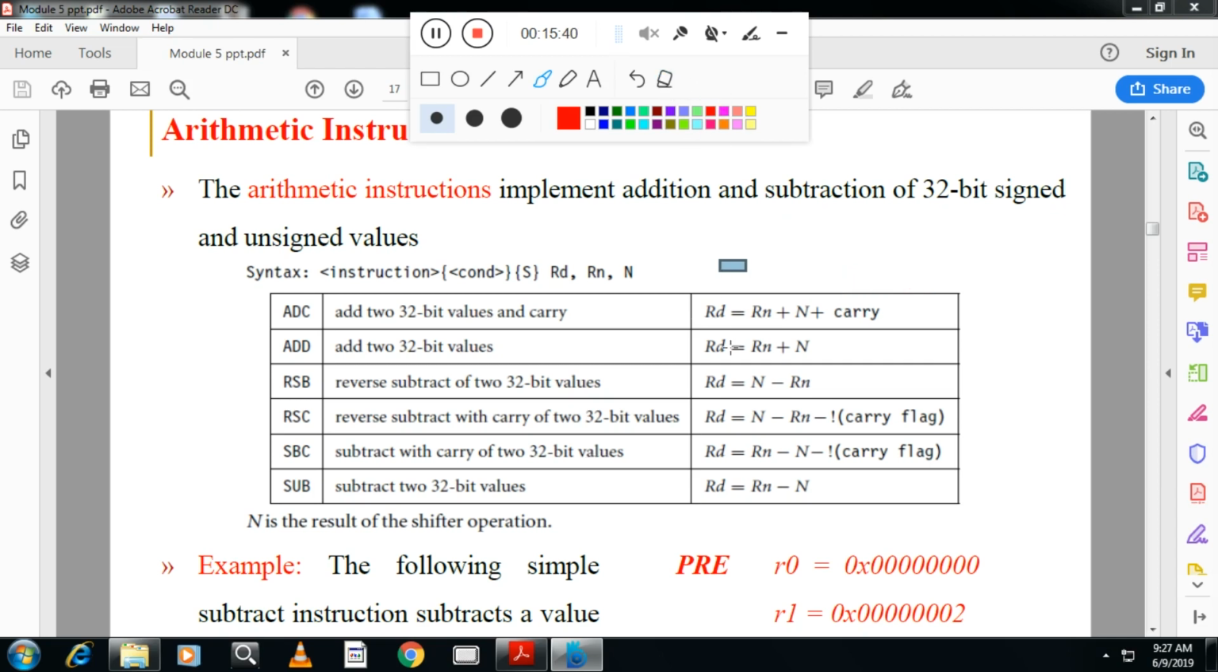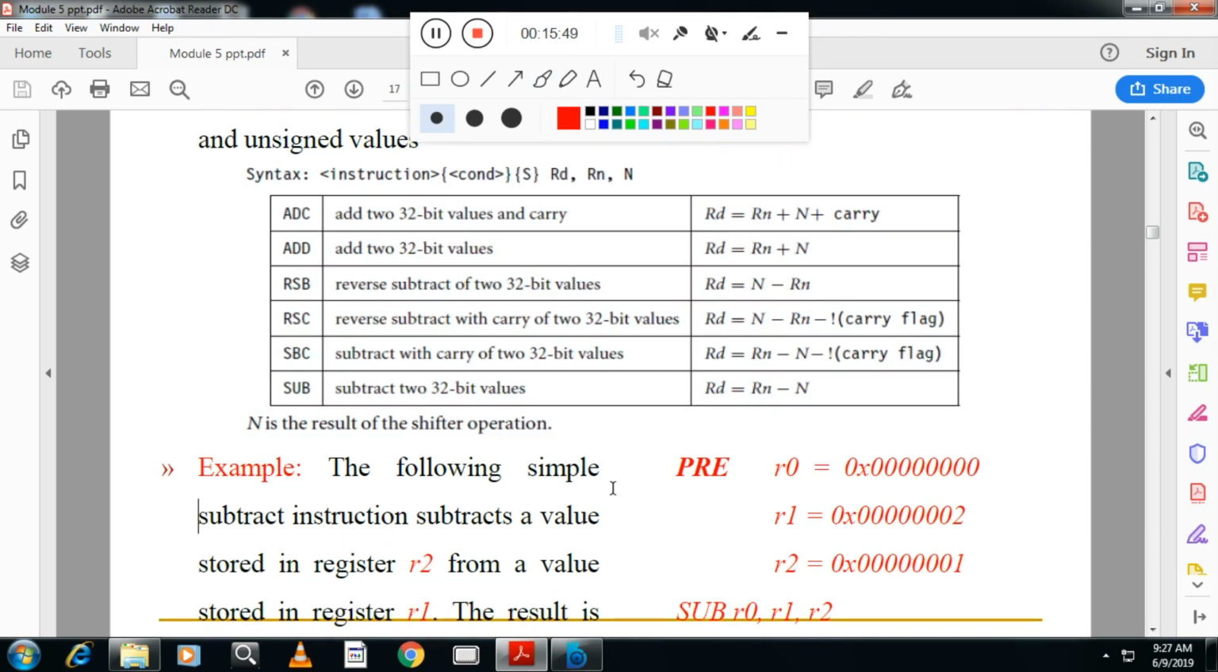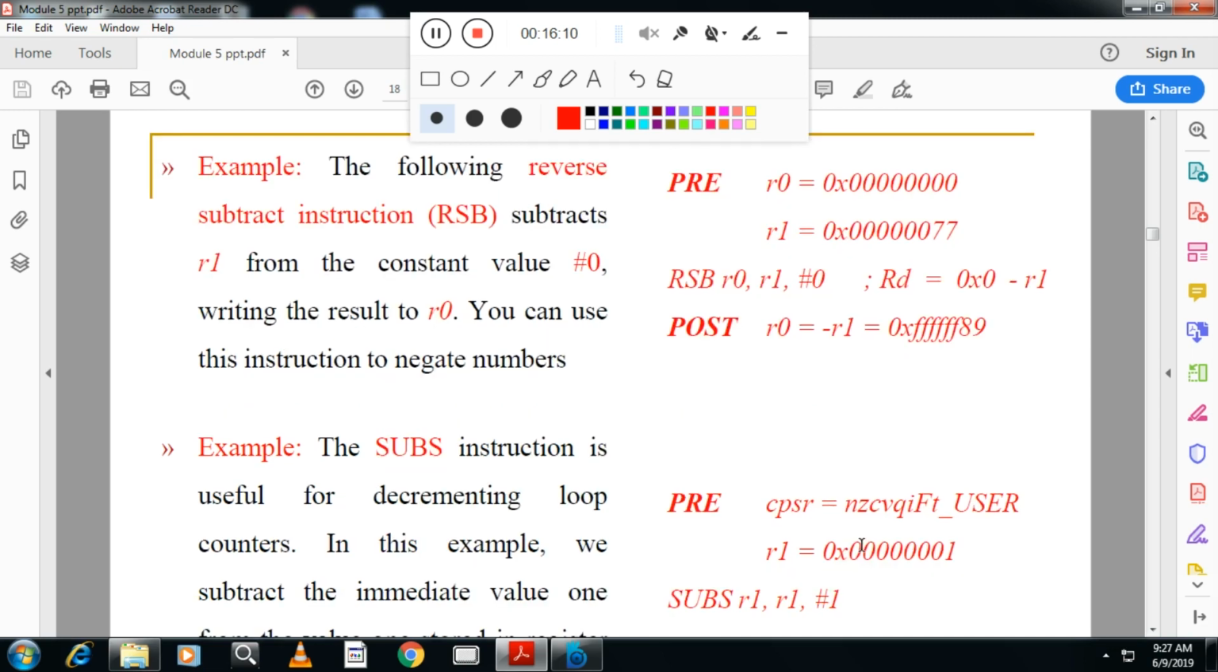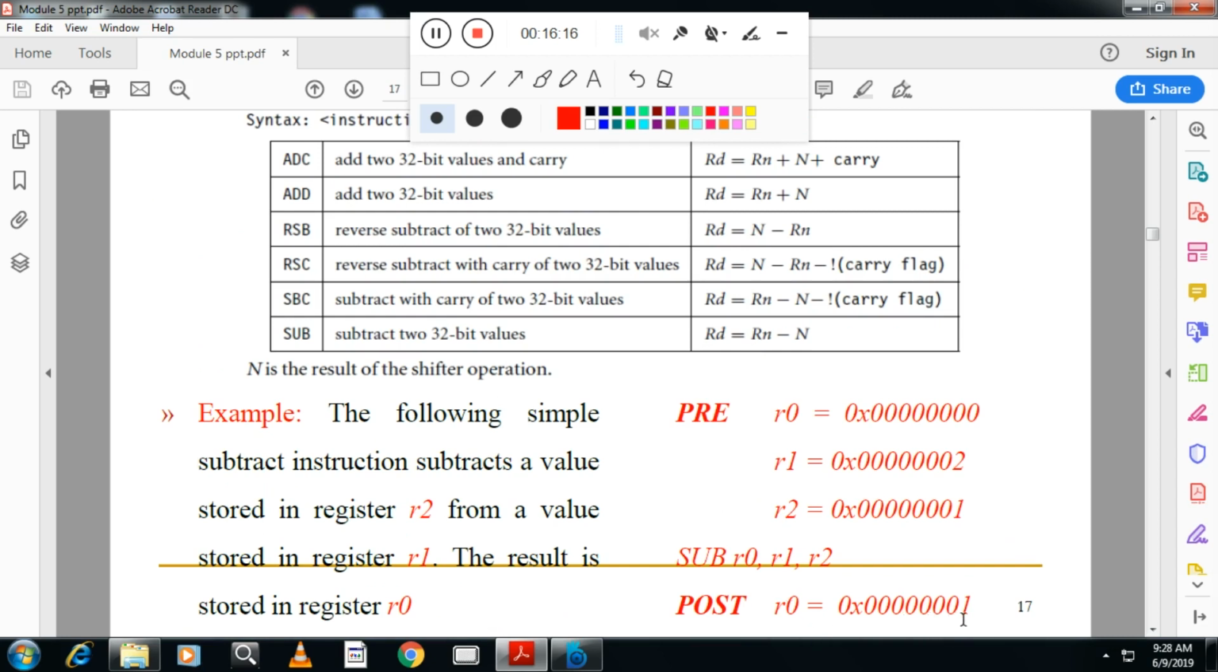So you have to see one by one. Let me start first. First instruction, we will take an example. So here SUB R0, R1, R2. It will subtract R2 from R1 and the result is stored in R0. So here you can see, what is the value? By seeing this, 2 minus 1 is 1. So R0 is equal to 1. So that is a subtract example.